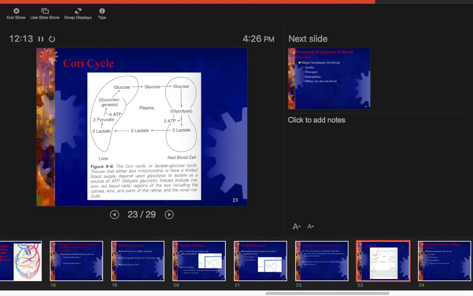Several tissues take up the lactate, but especially the liver. And I'll tell you why. The liver can do this. It can go lactate to pyruvate and then to glucose. So here's gluconeogenesis. Remember, the liver is really the main tissue that does gluconeogenesis. It does at least 90% of it.